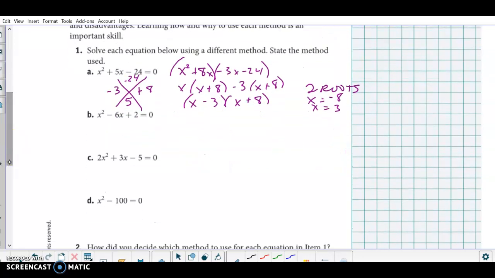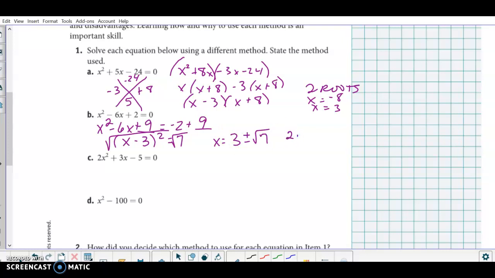If I wanted to, this next one, cross puzzle obviously won't work. Maybe we did completing the square, and maybe I got x squared minus 6x blank equals -2 plus blank, and I could say -6 divided by 2 is -3 squared is 9, and I could say x minus 3 squared equals 7. I could take the square root on both sides and add 3, so I would get x equals 3 plus or minus the square root of 7. And again, I would see that I have two roots.